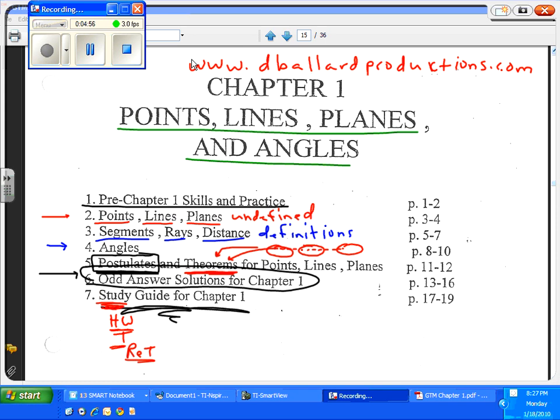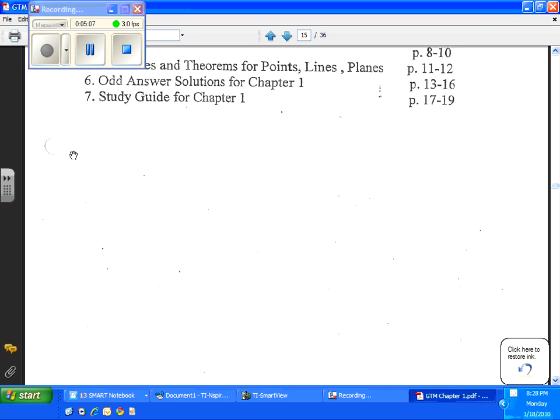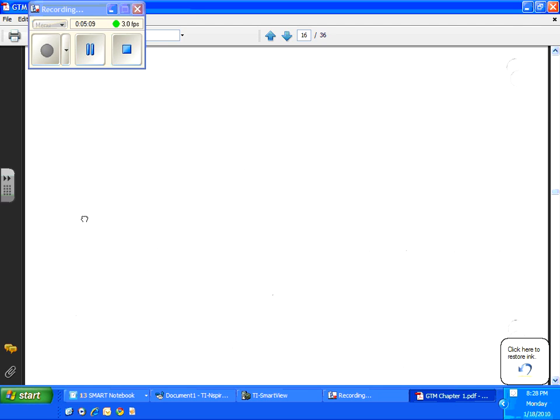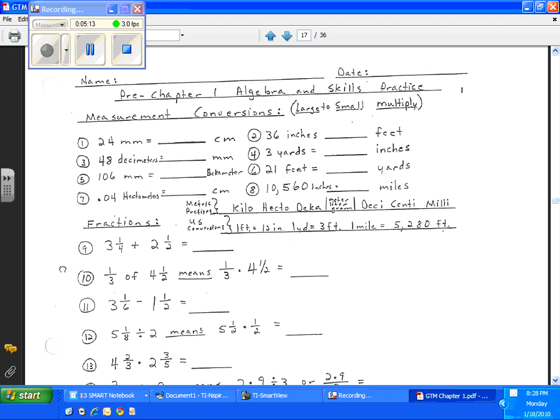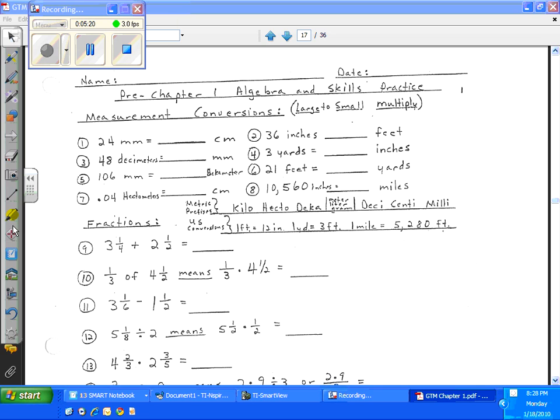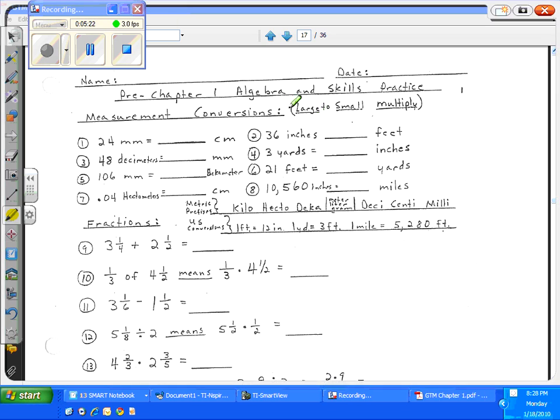All right, so we're going to begin with the pre-chapter skills and practice. And so here we go to pages 1 and 2. The first thing we're going to investigate are conversions. You may have learned to convert from one unit to another by saying if you go from large to small, you multiply, or small to large, divide.